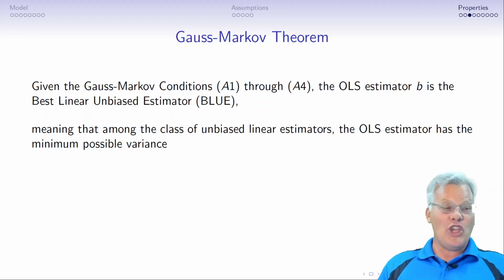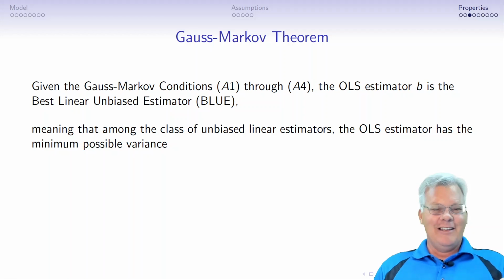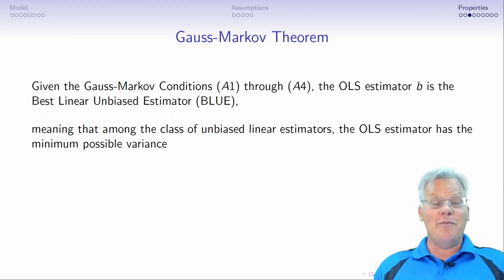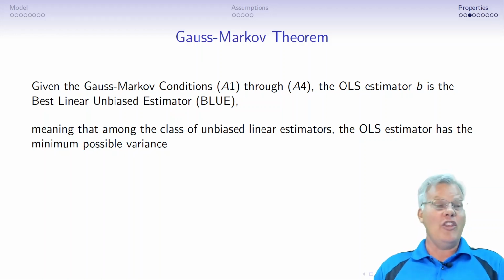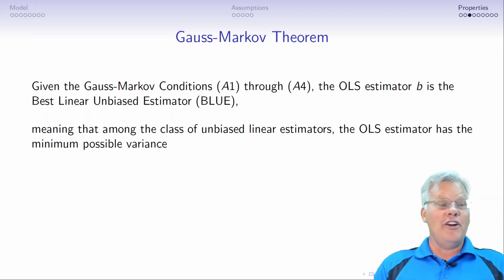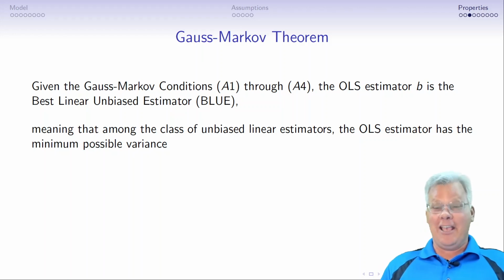Now, this is actually quite important. Notice we're not saying it has the smallest variance of all unbiased linear estimators that have been discovered. What the Gauss-Markov theorem is stating is that OLS has the smallest possible variance. In other words, an unbiased linear estimator with a smaller variance than OLS cannot exist. That's what Gauss-Markov is saying.